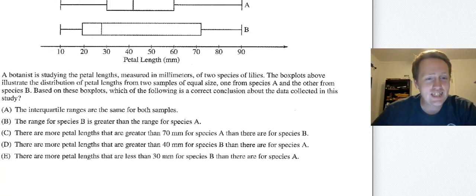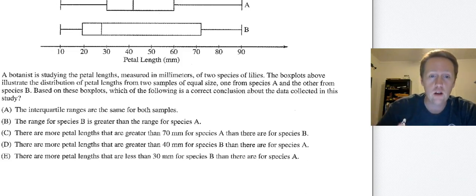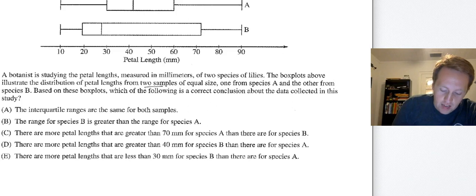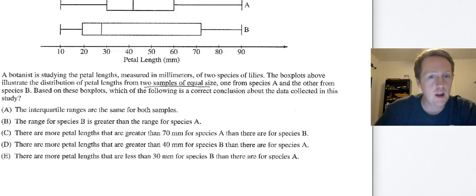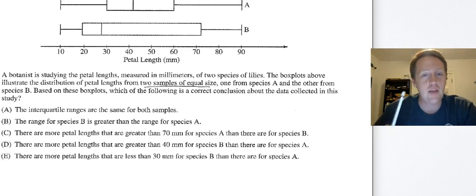A botanist is studying the petal lengths measured in millimeters of two species of lilies. The box plot above illustrates the distribution of petal lengths from two samples of equal size. Ooh, that's important. The two samples of equal size. That means I can compare counts. Usually we can't compare counts, but since I know the sample sizes were the same, I can compare counts. It says one from species A and the other from species B. Based on these box plots, which of the following is a correct conclusion?